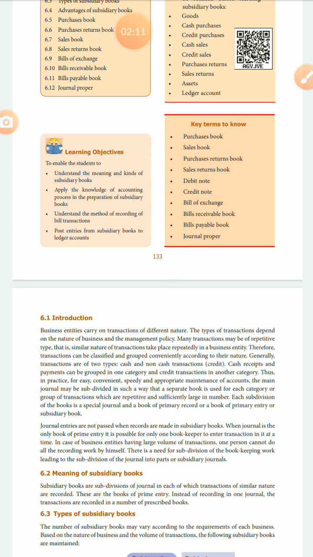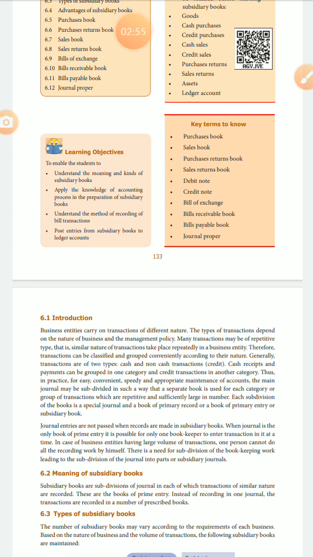Introduction. A business entity carries on transactions of different nature. The types of transaction depend on the nature of business and management policy. Many transactions may be repetitive types, where similar transactions take place repeatedly in a business entity. Therefore, the transactions can be conveniently classified into groups according to their nature. Generally, transactions are of two types: cash and non-cash transactions. Cash receipts and payments can be grouped in one category and credit transactions in another category.